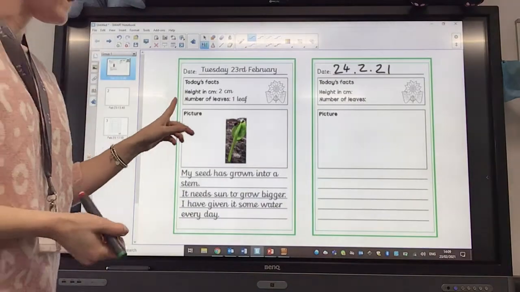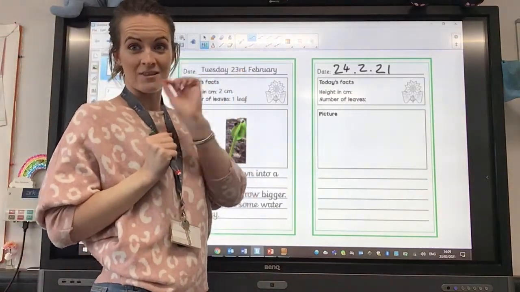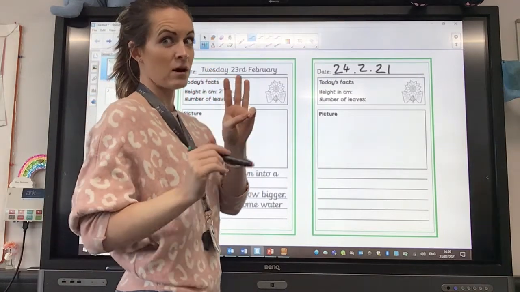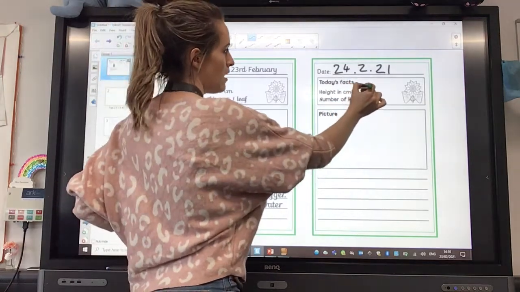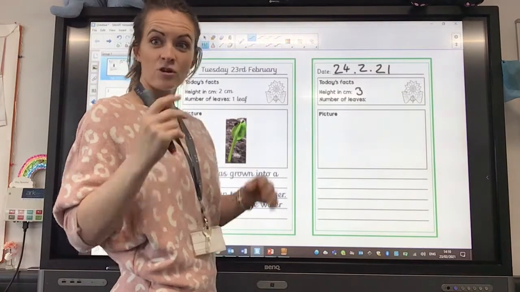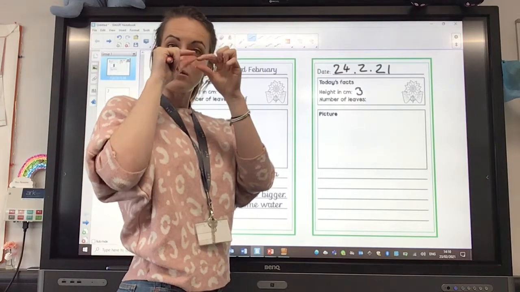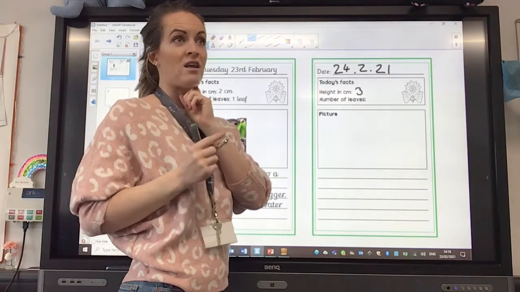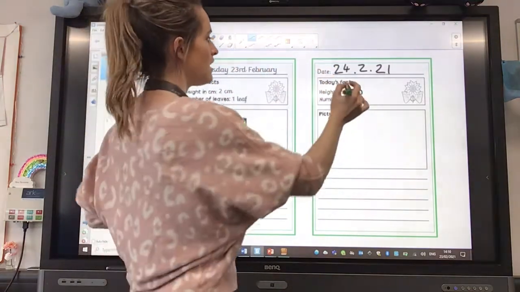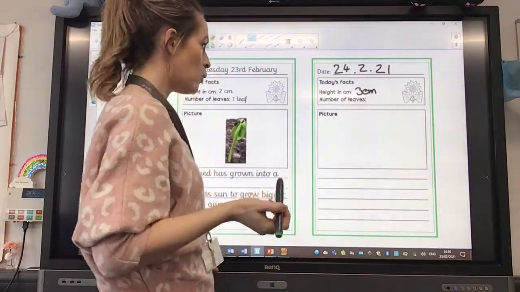So today's facts, the height in centimetres. If it hasn't grown yet, it's going to be 0 centimetres, isn't it? If it has started to grow, now mine is 3 centimetres when I measured it earlier. So I'm going to write 3 centimetres, because it's not 3 potatoes, is it? It's not grown by 3 potatoes. It's grown by centimetres, and so you're going to need a ruler, or you might measure it with fingers. You might do 1 finger, 2 finger, 3 finger. Okay, so mine's 3 centimetres. So whatever you measure it in, make sure you write what you've measured it in.